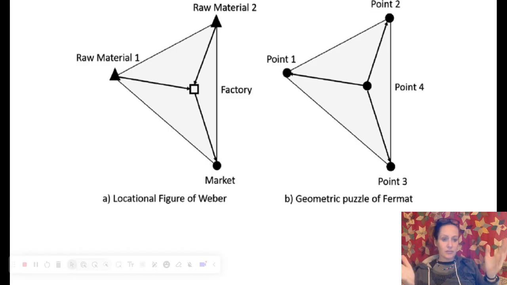So if you see a triangle, think Weber theory, think manufacturing, think what's the most cost effective, right? You see circles, you're thinking the business districts. If you see the hexagons, you're thinking the growth of cities. All right, we got this.